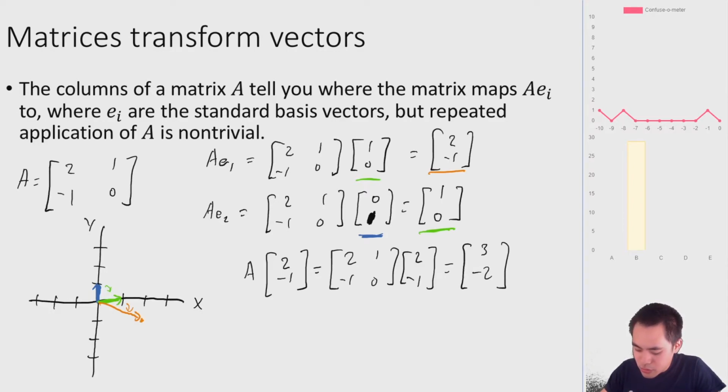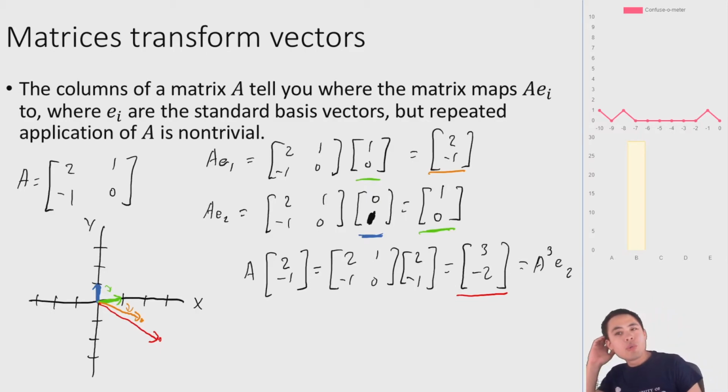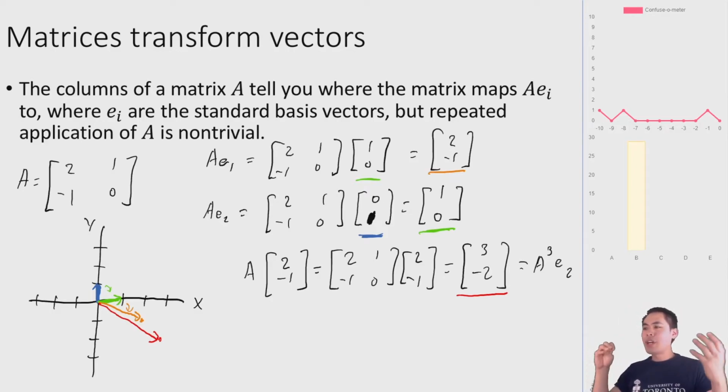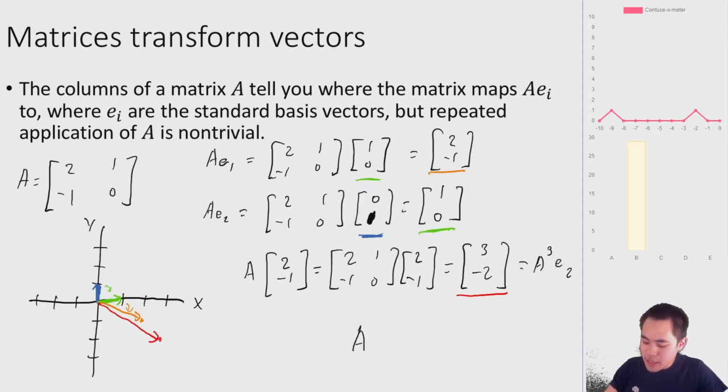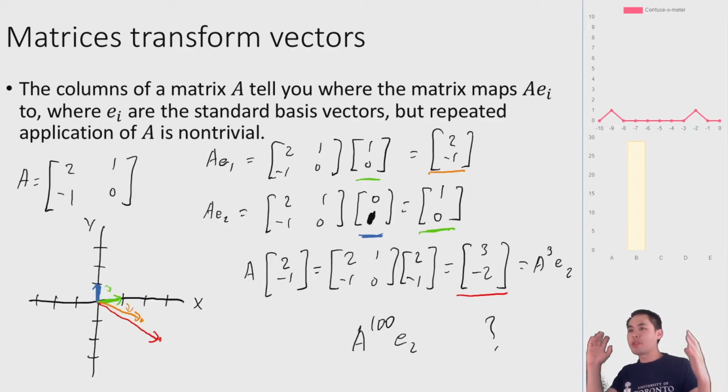So let me put that in red. That's [3, -2], so 1, 2, 3, and -2. And this happens to be equal to A cubed E2. One of the things about matrix multiplication is that it's hard to see what happens as you repeatedly multiply. If I ask you right now, what is A to the 100 E2? I don't know the answer, because each time you multiply, it does some transformation and things move around.